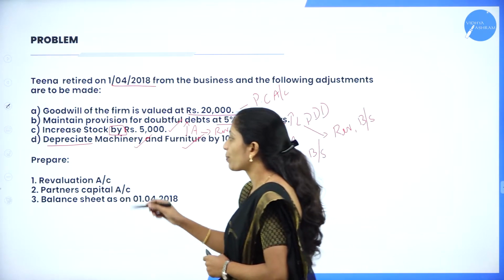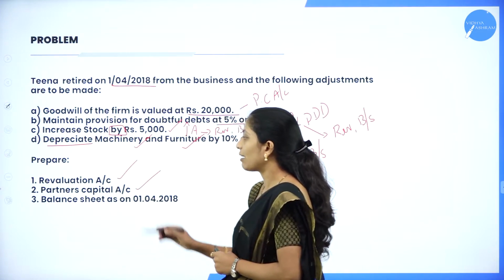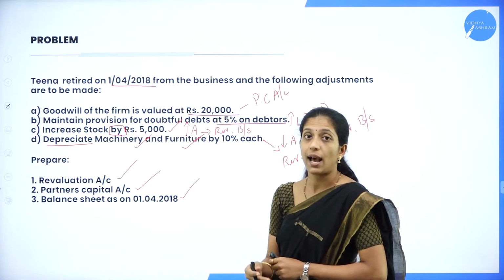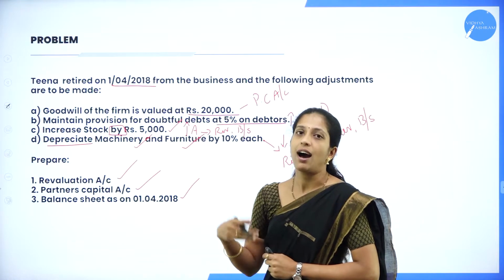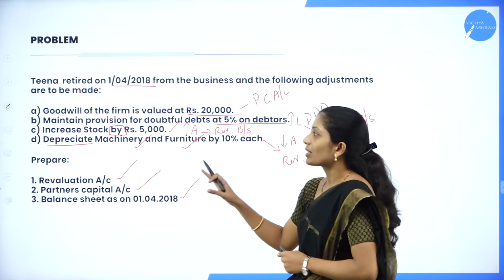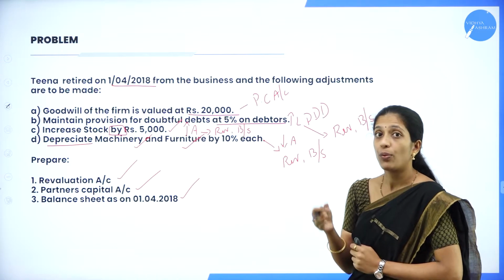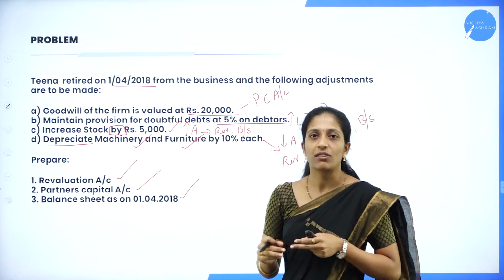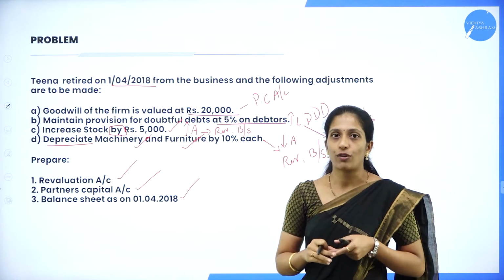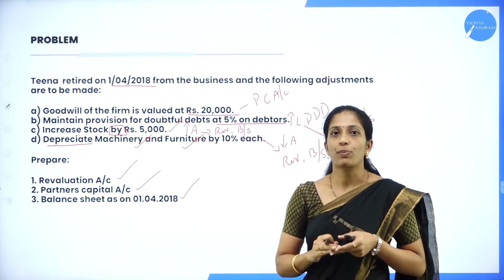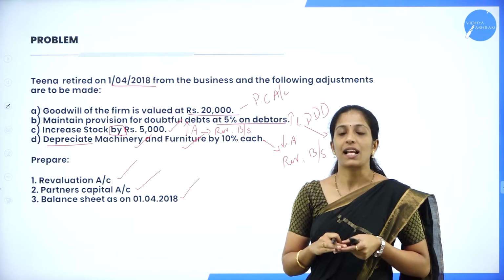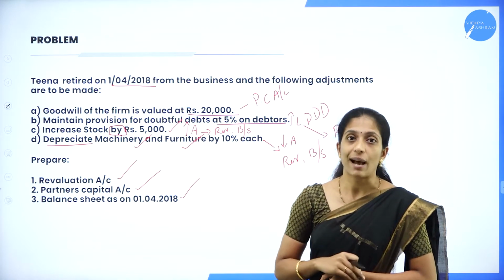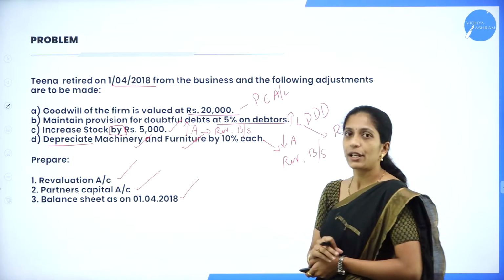Next, they have asked us to prepare the revaluation account, partners capital account and balance sheet as on 1/4/2018. That is, on the date of retirement, we have to prepare the balance sheet, that is, after the retirement of a partner. So this is an important 12 marks problem where they will give the balance sheet before the retirement of a partner as well as certain adjustments relating to increase or decrease in the value of assets and liabilities. So we have to prepare the revaluation account, partners capital account as well as the balance sheet after the retirement of a partner, or on the date of retirement of a partner. Now we shall directly go through the solution.